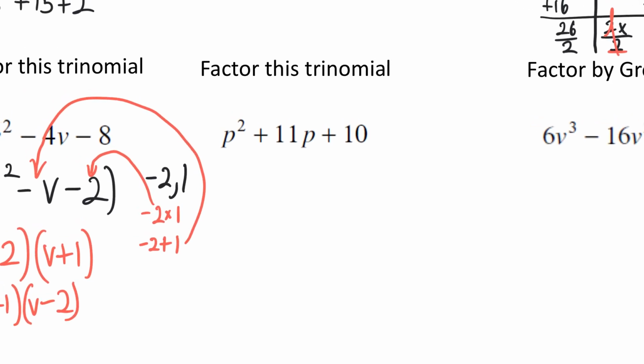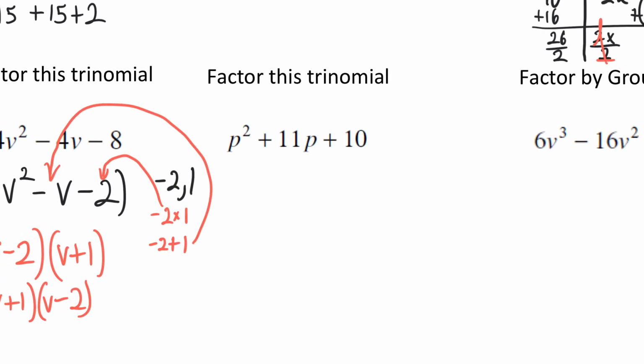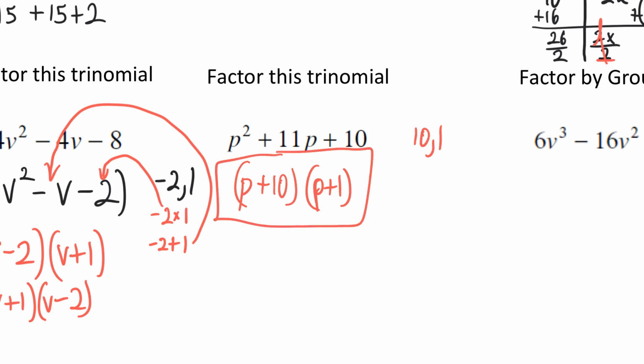Okay. Next one, factoring this one. So on this one, is there a greatest common factor to pull out first? Nope. Okay, good. So 10 and 1. 10 times 1 is 10, and then 10 plus 1 is 11. So, that's easy. So p plus 10, p plus 1. That's it.